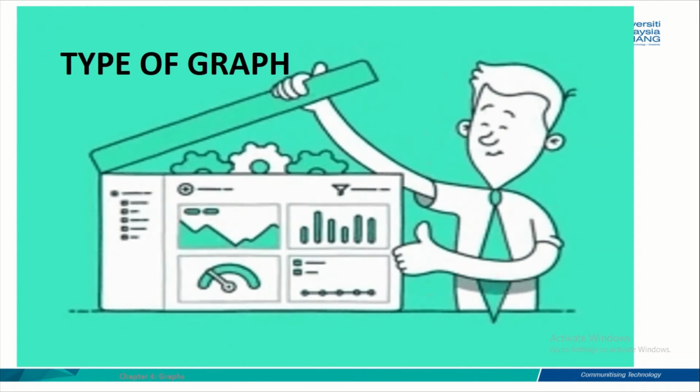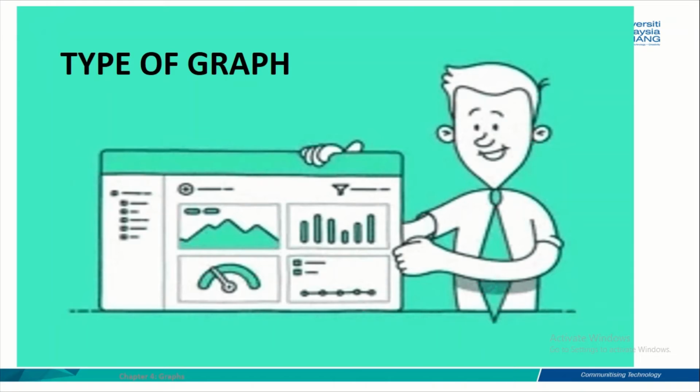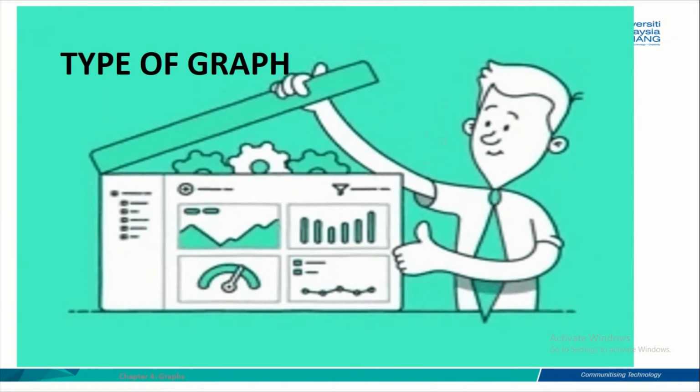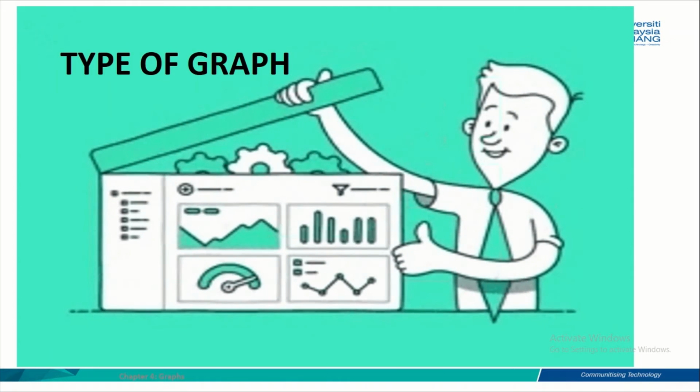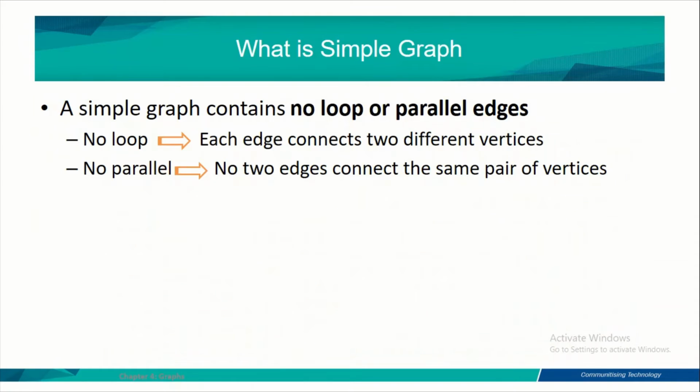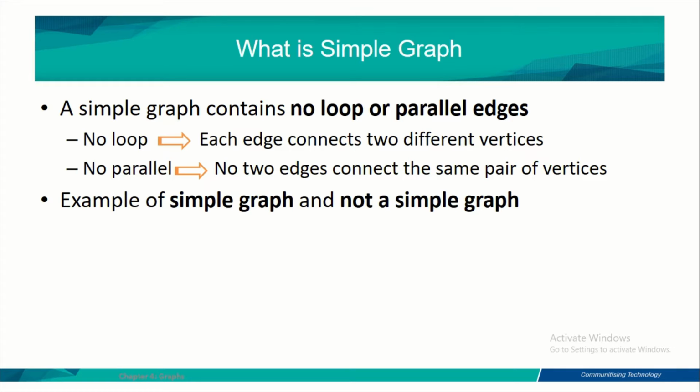Let's see the types of graph. We have 6 different types of graph for directed and undirected graph. What is a simple graph? A simple graph contains no loop or parallel edge. No loop means that each edge connects two different vertices, and no parallel means that no two edges connect the same pair of vertices. Let's see the example of a simple graph and not a simple graph.